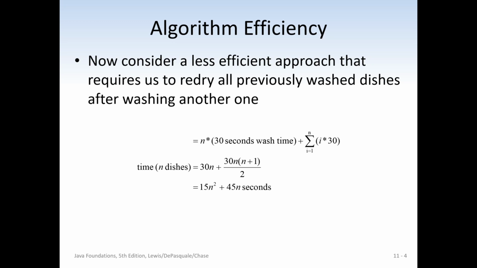If we're going to do N dishes, we have to sum that up from i equals 1 to N. For N dishes, it takes N times 30 seconds to wash, because the washing doesn't change. And then to dry, it takes the sum from i equals 1 to N of i times 30. That second term is the drying term. Hopefully that makes sense to you. If it doesn't, you need to look at this again because it's a really crucial thing.